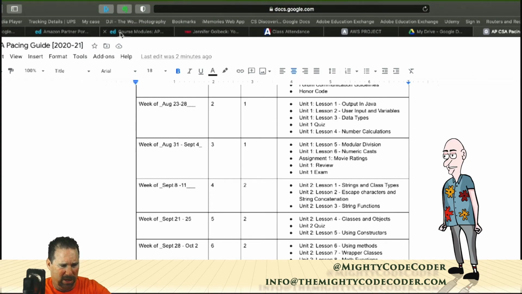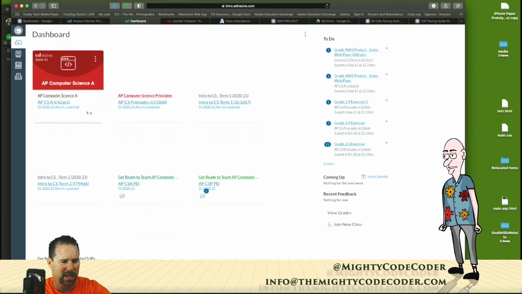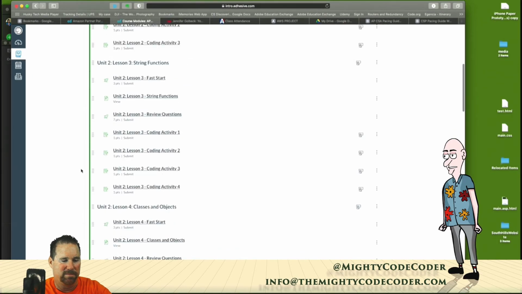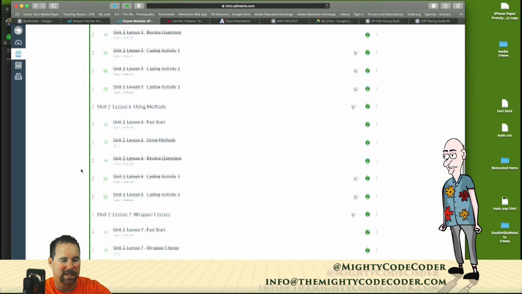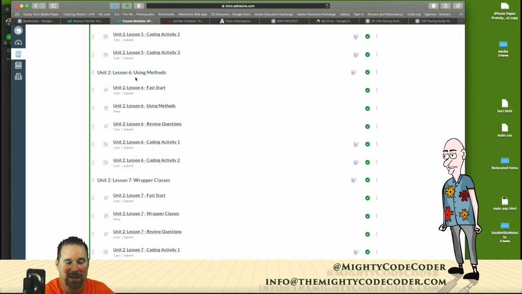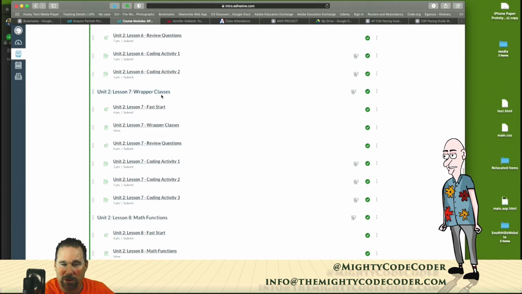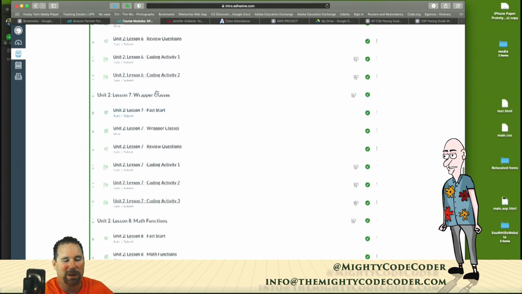So let's take a look at a little bit of that in case there are some questions on it. I don't think I have many questions on it. So here's CSA. Remember, we're doing the AWS Future Engineers curriculum. And if you go into the modules for CSA, you have lesson 6, using methods. Then lesson 7, wrapper classes. And lesson 8, math functions. Now these wrapper classes might be the only thing you might struggle with.